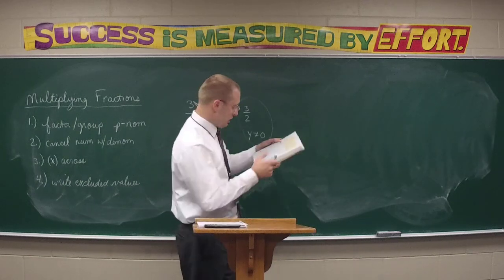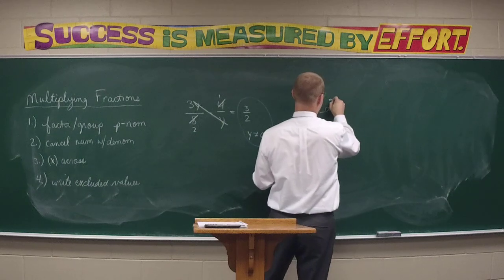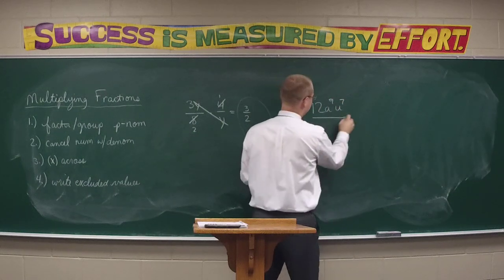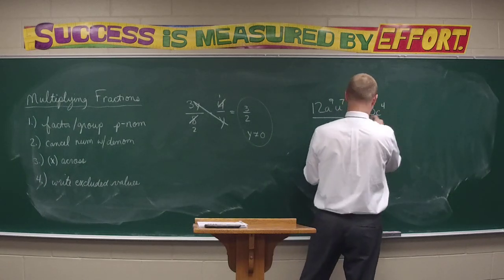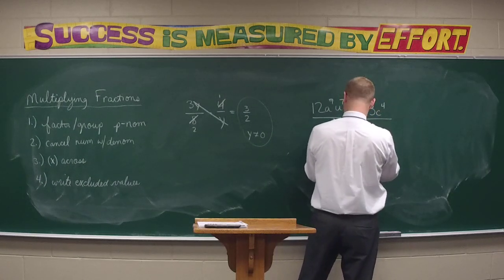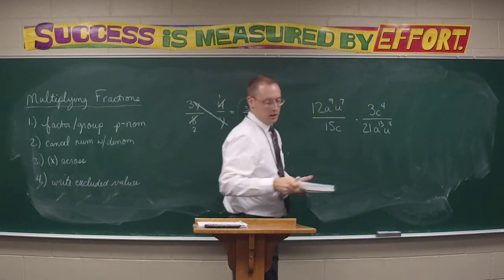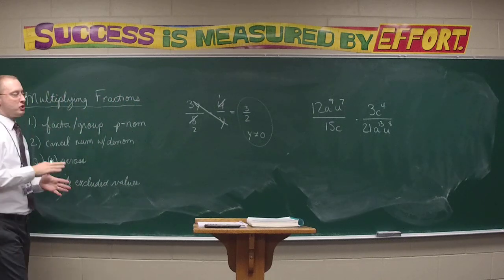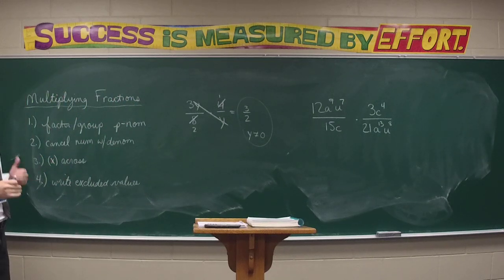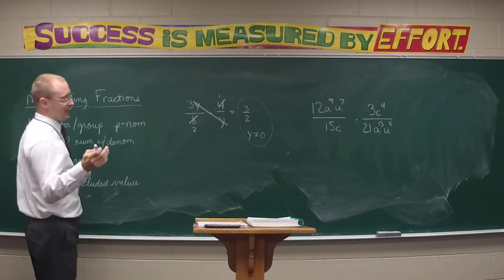Number 19. Write that one down. We got a 12, a to the 9th, u to the 7th over 15c. And multiplying that by a 3, c to the 4th over 21, a to the 13th, u to the 8th. Again, there are no polynomials. You see no pluses and minuses, which means we have no terms to worry about here. Everything's already factors. Let's cancel stuff.